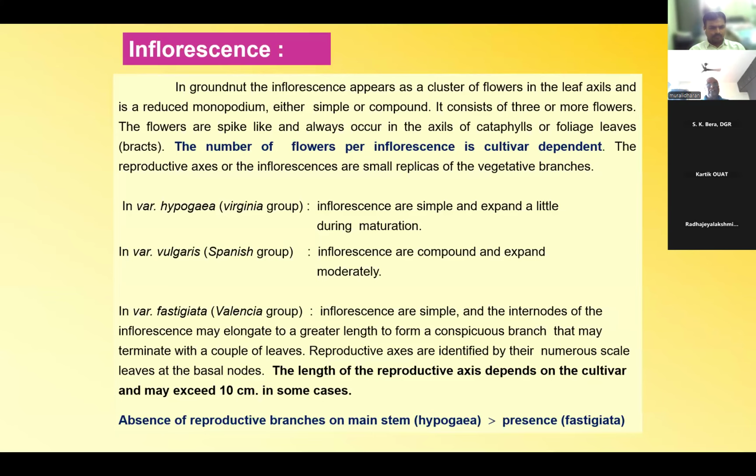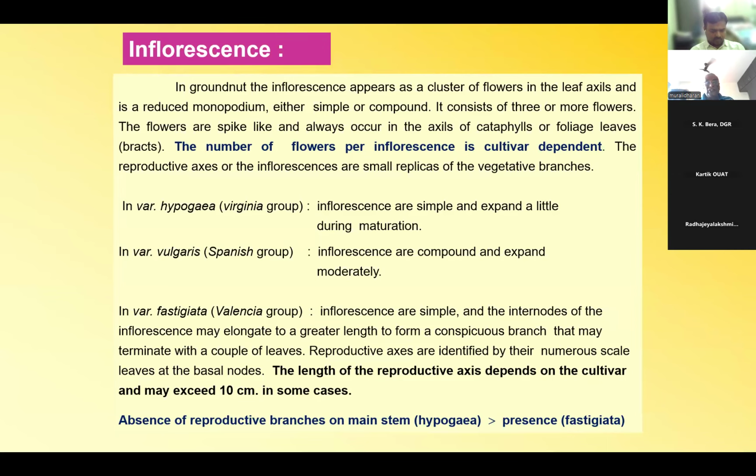So coming to inflorescence, this is very important because this is going to give us the parts. The groundnut inflorescence appears to be a cluster of flowers in the leaf axils and is a reduced monopodium. Three or more flowers will be coming from the same leaf axil. The number of flowers per inflorescence is cultivar dependent. The reproductive axis or the inflorescences are small replicas of the vegetative branches.